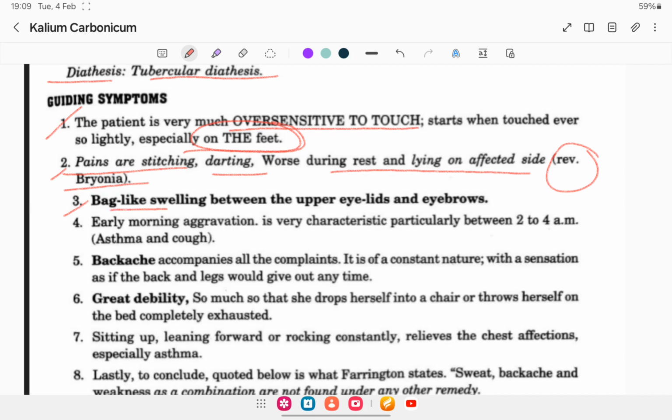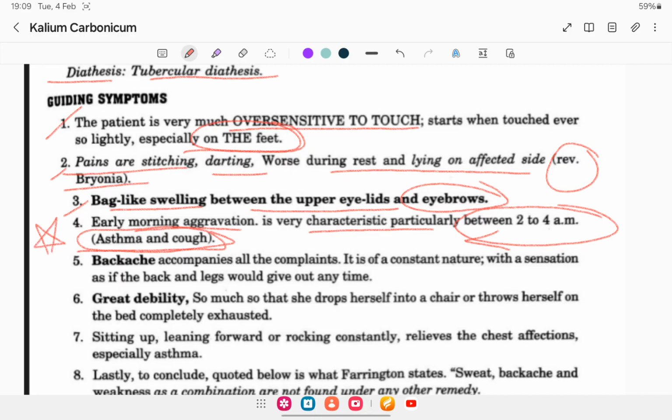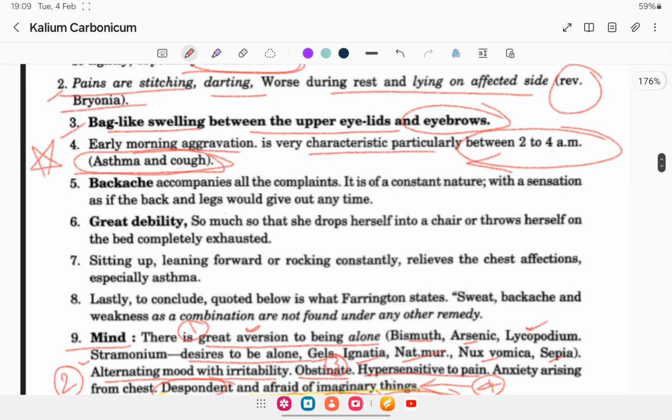Number 3, bag-like swelling between the upper eyelids and eyebrows. Lower eyelids, Apis mellifica, and both, Phosphorus. Early morning aggravation is very characteristic, particularly between 2 to 4 am, especially the respiratory symptoms, asthma and cough. Backache accompanies all the complaints, of a constant nature, with the sensation as if the back and legs would give out any time.